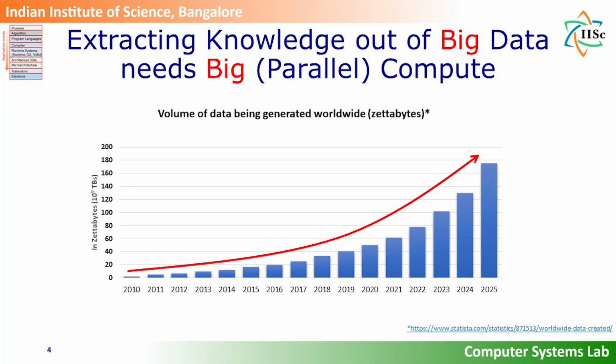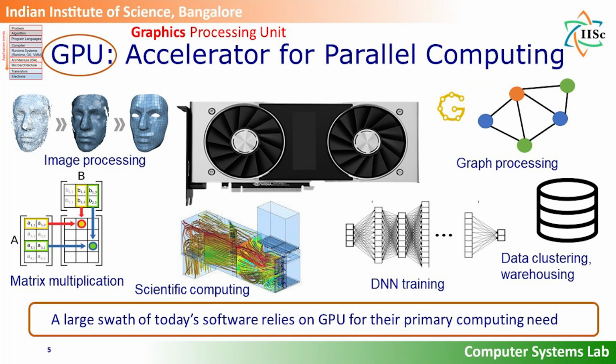But to generate actionable knowledge out of this big amount of data, it also requires a lot of compute. I argue that you need a lot of parallel compute to compute on such a big amount of data. That's why GPUs, or graphics processing units, come in, because they have become the accelerator of choice for data parallel computing. Of course, they're the backbone of AI and ML, but that's not the only area. Scientific computing, weather forecasting, graph processing, data clustering, warehousing, you name it: all kinds of software ecosystems today rely on GPUs for their primary computing needs.